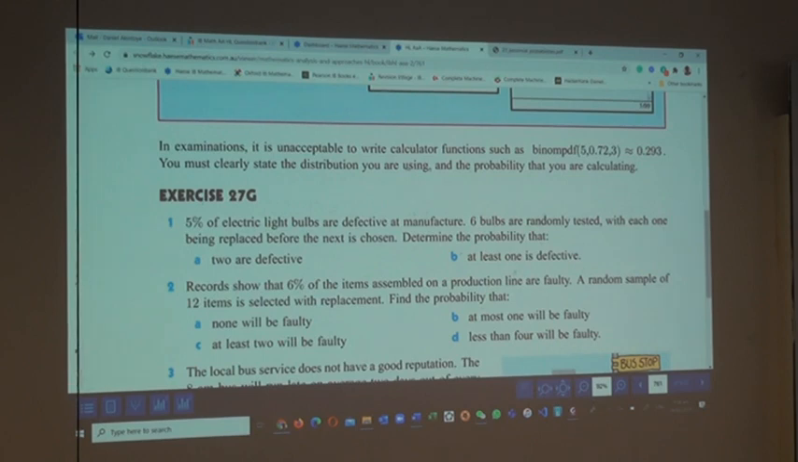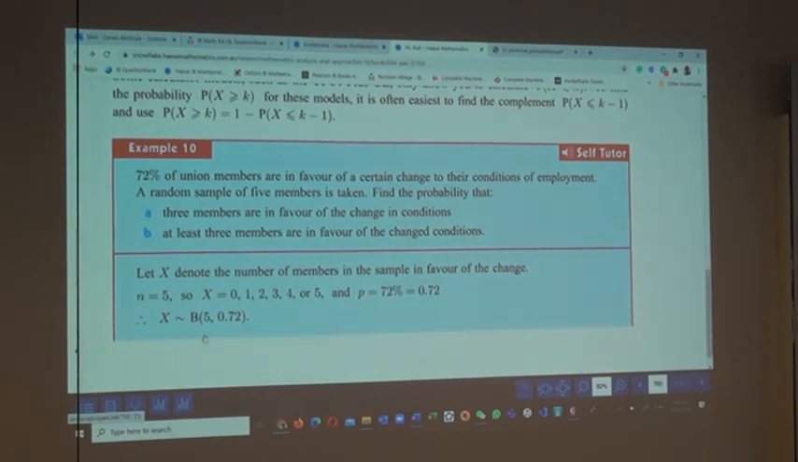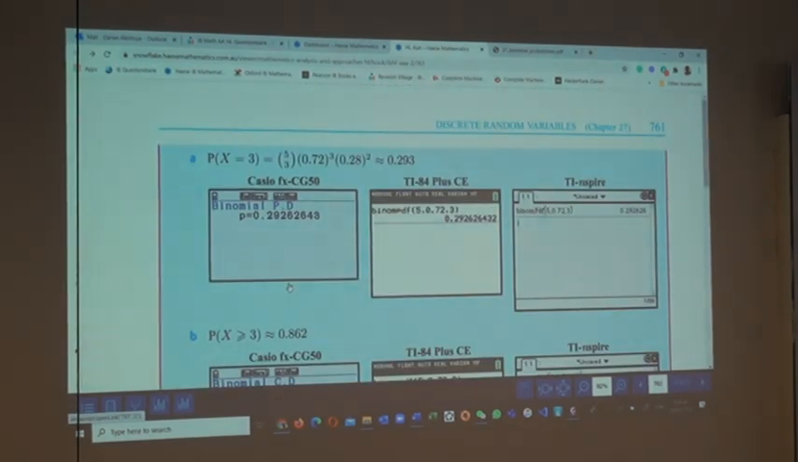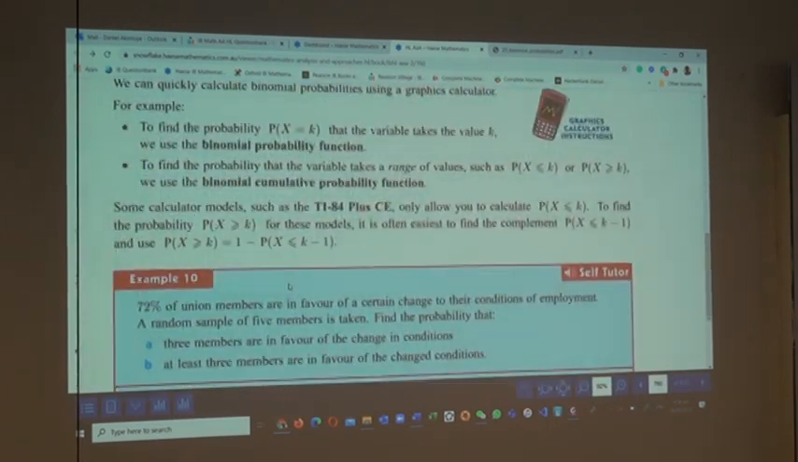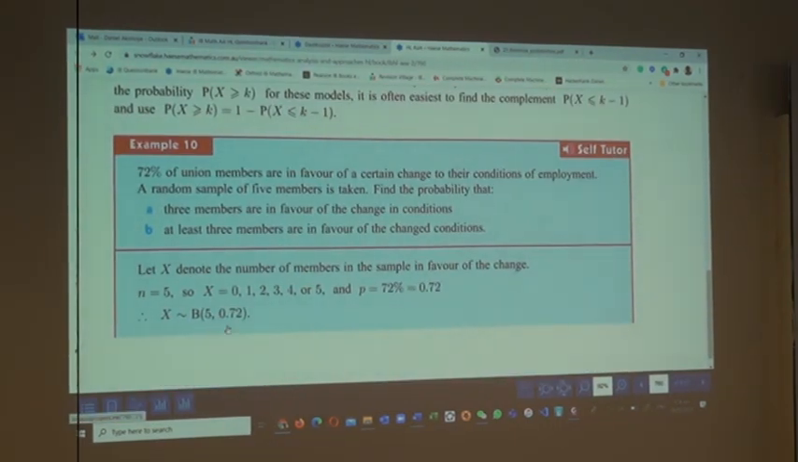What is this? It is unacceptable to write the calculator function. This is where you must tell us what this is about. If you are having a word problem and you want to calculate something, at the beginning, I need you to put this. After you identify your random variable, let's listen to that instruction.